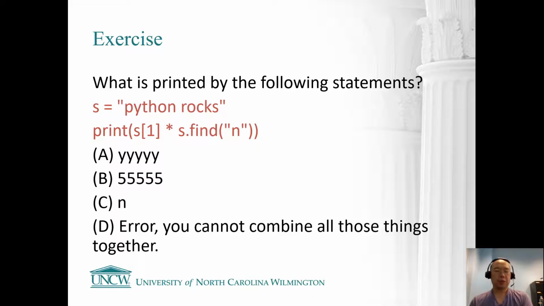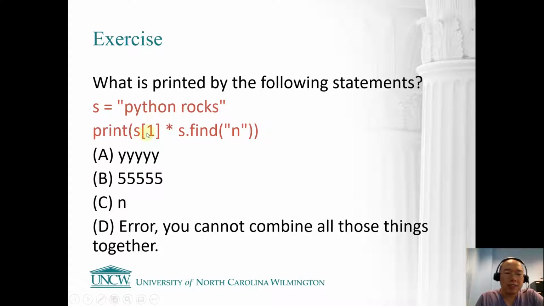Okay, let's do a very quick exercise. We have a string s as "Python rocks", and then I want to print s with the index 1, and then multiply by s.find("n"). Okay, so it's kind of confusing, and you may ask, does this syntax even work? Let's try to break it into two parts.